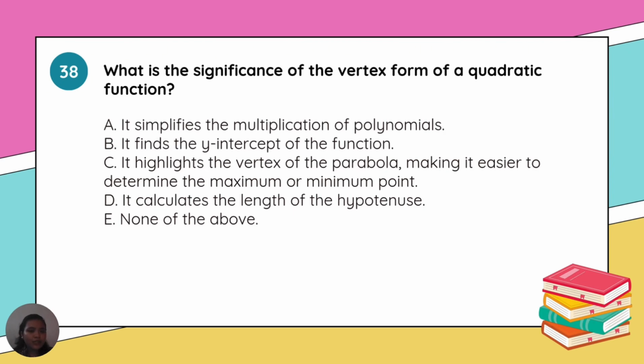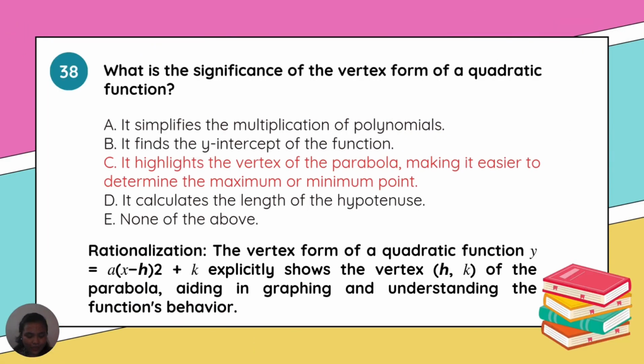A. It simplifies the multiplication of polynomials. B. It finds the y-intercept of the function. C. It highlights the vertex of the parabola, making it easier to determine the maximum or minimum point. D. It calculates the length of the hypotenuse. E. None of the above.